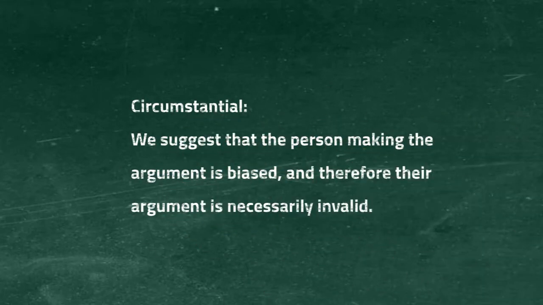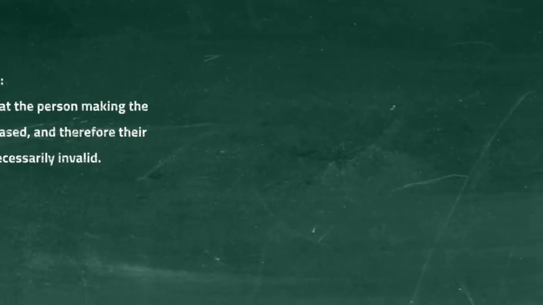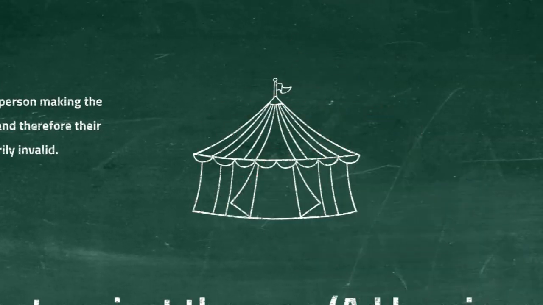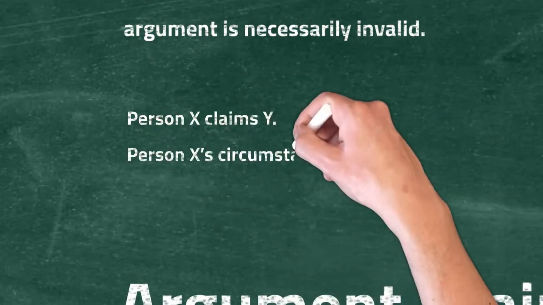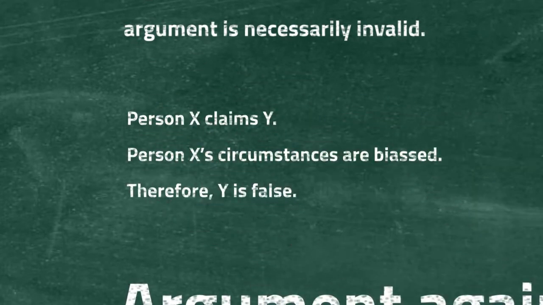In circumstantial ad hominem, we suggest that the person making the argument is biased, and therefore their argument is necessarily invalid. Here's an example. Veronica wants all animal circuses closed down. Of course she does. She's vegan. Circumstantial ad hominem can take the following form. Person X claims Y. Person X's circumstances are biased.